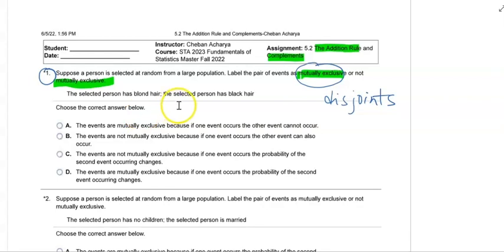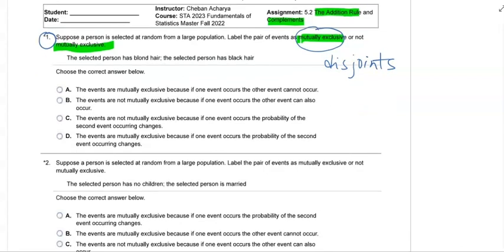In other words, if you select one person randomly, that person cannot have blonde hair and black hair at the same time, the same person. Okay, therefore these two events are mutually exclusive or disjoint. So the answer is A here.